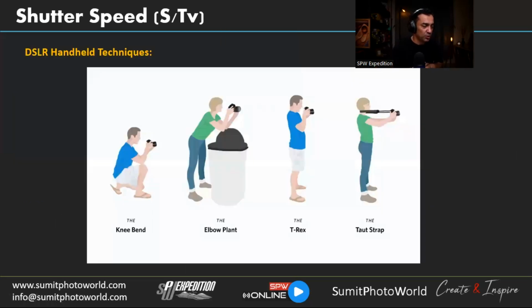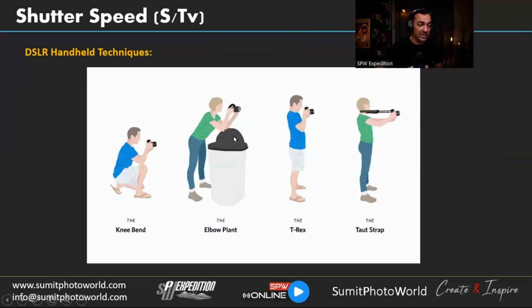Okay, so this is DSLR handheld techniques. You can see the images here. These are examples of how we should hold the DSLR device. The knee bend technique means we are using our knee as a platform to hold the DSLR device, and we need something to make our posture more stable. When we have a stable posture, it will be less prone to shake, and we have more probability to get sharp images.